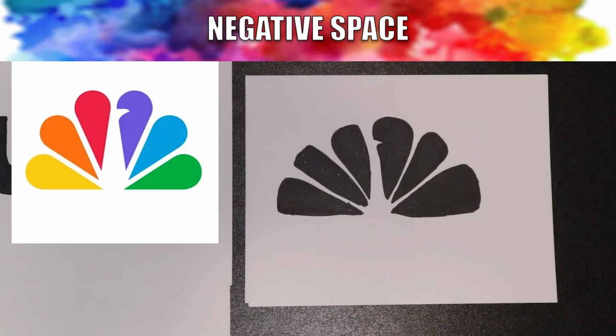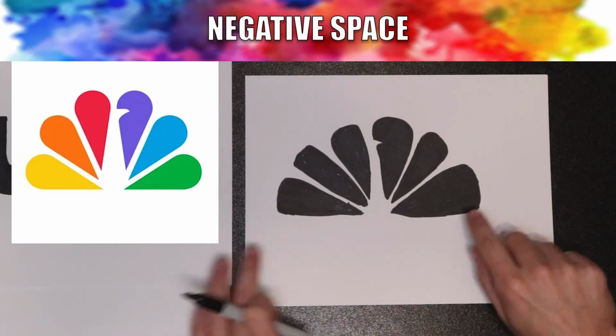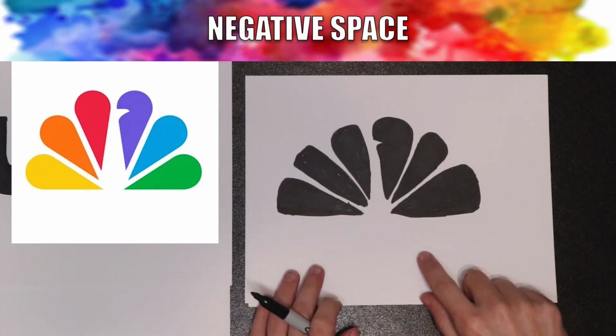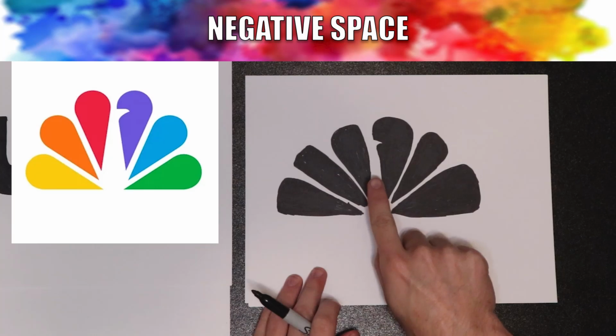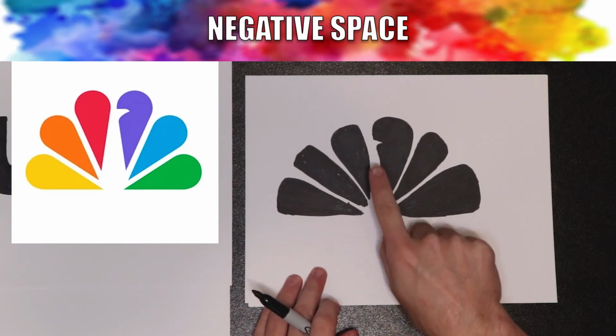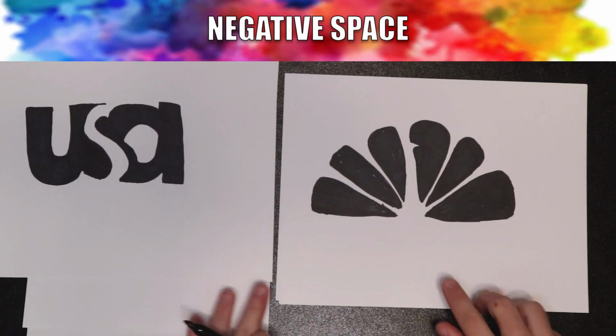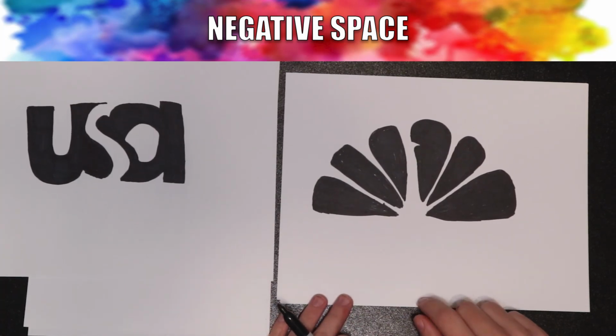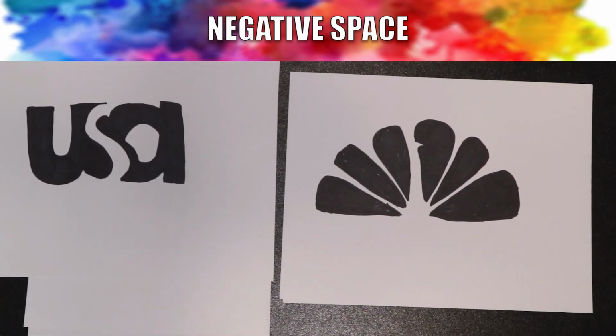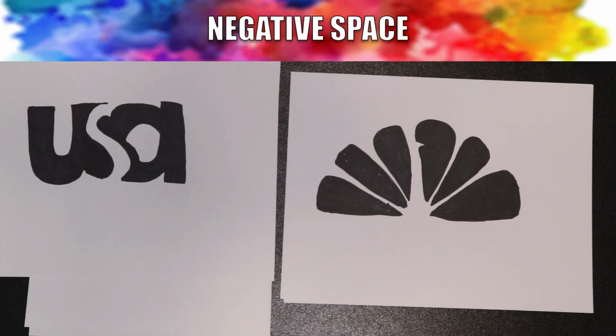Okay, so that's basically what the NBC or the Peacock logo looks like. And you can tell the peacock here in the middle a little bit, with a little beak. It's pretty subtle, but it works pretty good. So you have the USA logo, the Peacock logo. And so that is the basics of negative space. I hope you learned something from this, and maybe you can experiment with it a little bit. All right, thank you for watching.